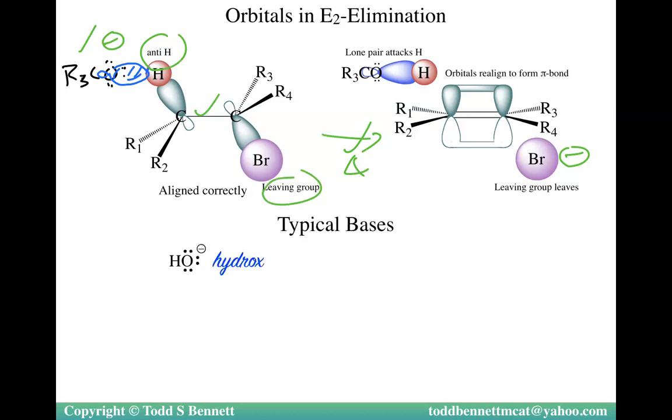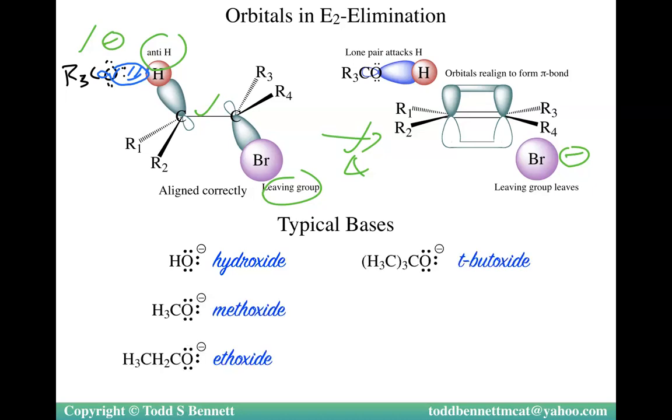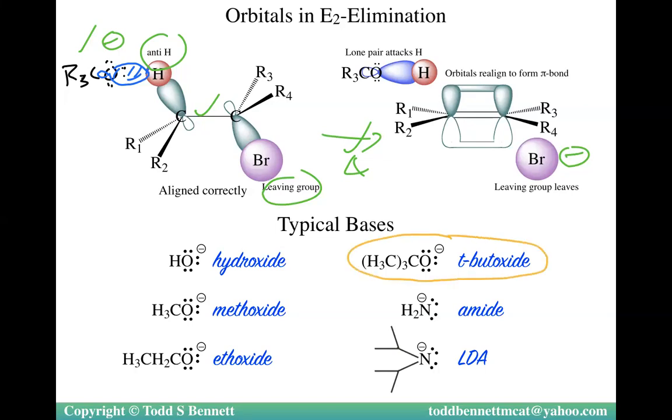The typical bases, hydroxide, that'll work. A little bit tricky because it's small enough to be a nucleophile, so it's not ideal, but it could work. Methoxide, a little bit bigger, so less chance of substitution. Once you start getting to these really large bulky bases, t-butoxide and amide, amide is also kind of small, but it'll still work. But the two we're going to see quite often are the bulky bases, because you just eliminate any risk of a substitution reaction when you use these bulky bases.